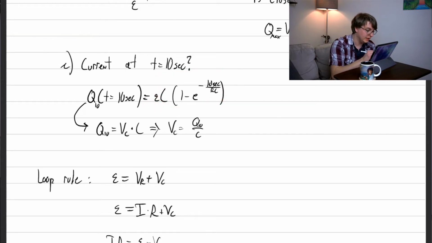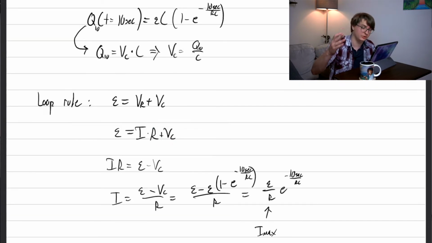And then we can actually find, we'll use this in a moment, we can actually find the voltage over that capacitor. So then we use Q equals VC. We solve for this V at any time. Okay, it's the charge at that time over the capacitance. So how do we get to the current? Well, we need to use Kirchhoff's loop law.